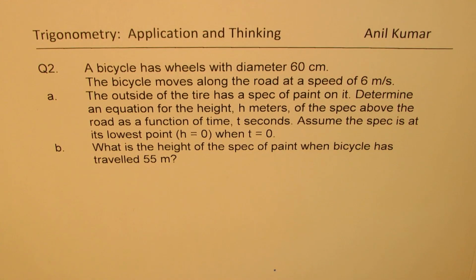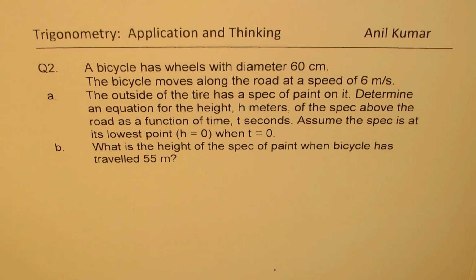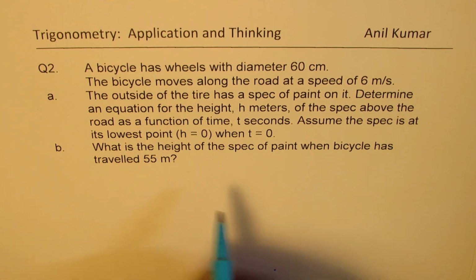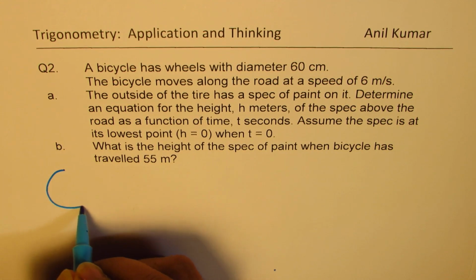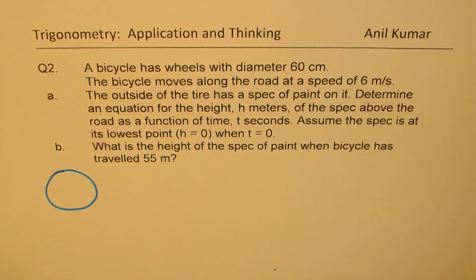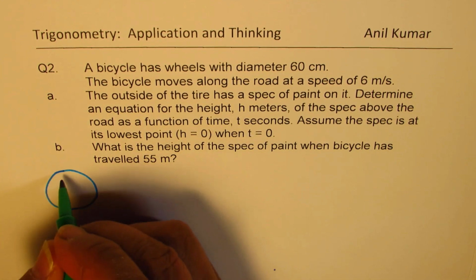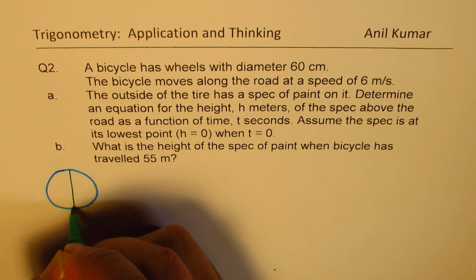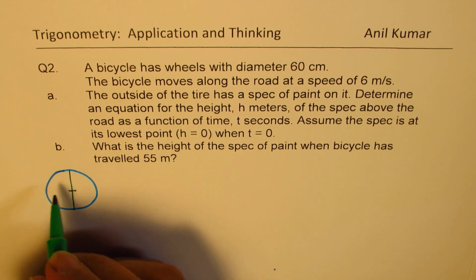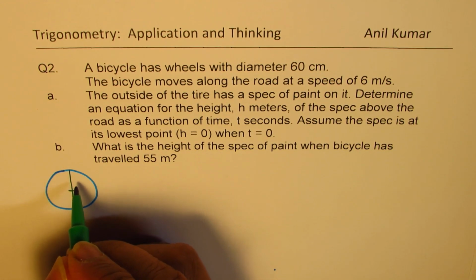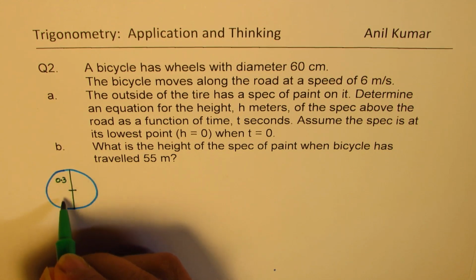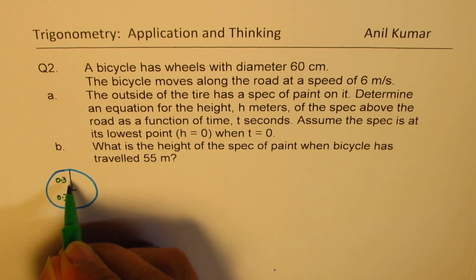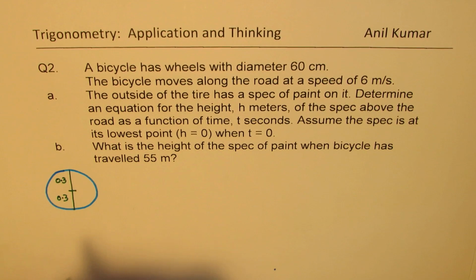You can always pause the video, answer the question, and then look into my suggestions. So let's try to sketch the scenario. Let's say that's the wheel we are talking about. We are given that the diameter of the wheel is 60 centimeters. So that is the center of the wheel. A 60 centimeter diameter means that the amplitude is 0.3 and 0.3, right? So that is the radius, correct?